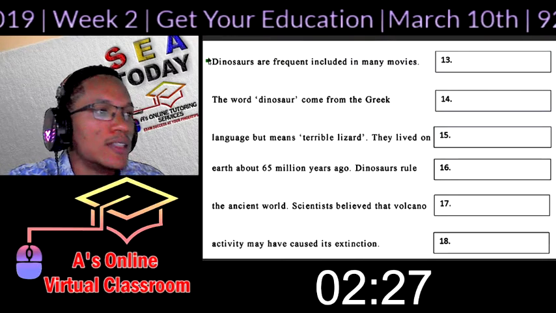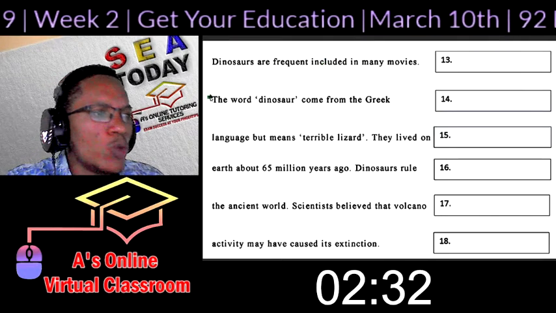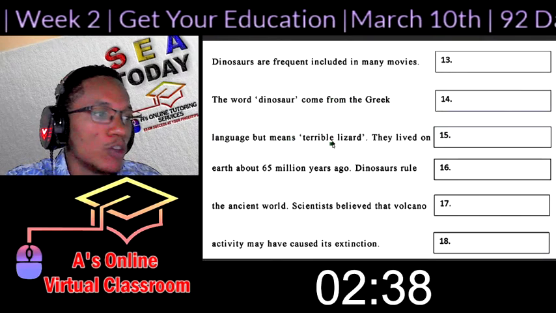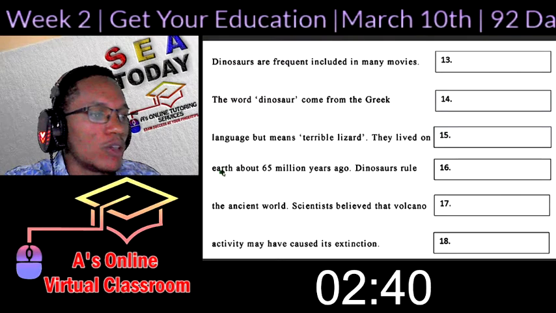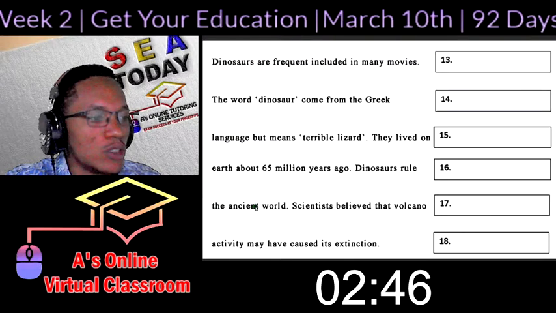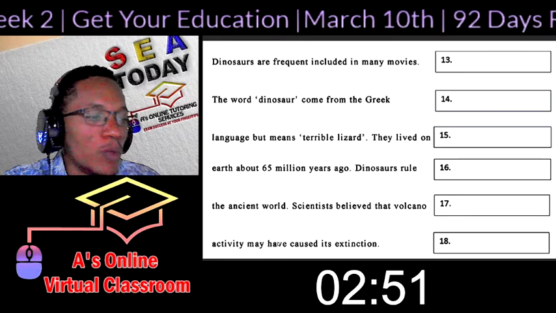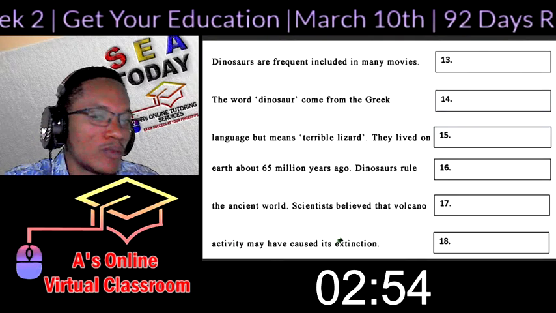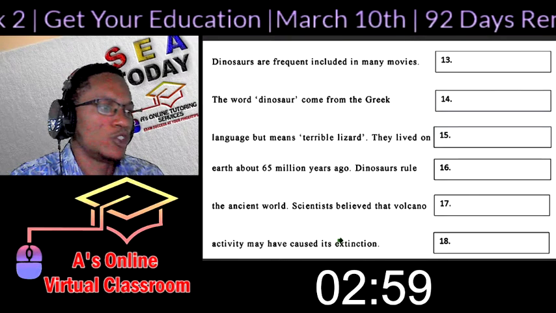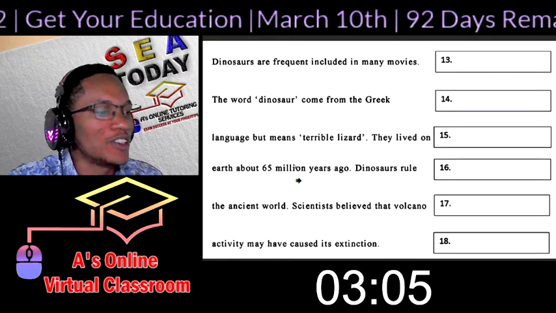This says: Dinosaurs are frequent included in many movies. The word dinosaur come from the Greek language but means terrible lizard. They lived on Earth about 65 million years ago. Dinosaurs ruled the ancient world. Scientists believed that volcano activity may have caused its extinction. Alright, so once you've read it once, you can start to look for the errors.